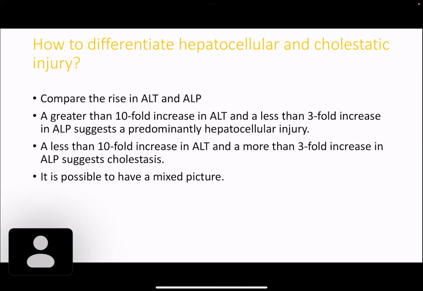If the reverse is true, that means less than tenfold increase in ALT and more than threefold increase in alkaline phosphatase, it suggests cholestasis. Cholestasis means there is something disrupting the bile flow because of inflammation, destruction, or restriction.